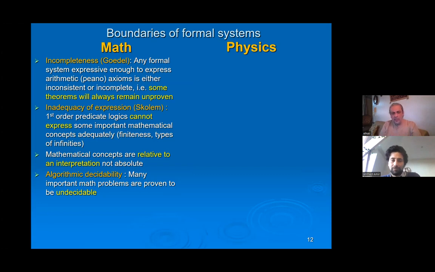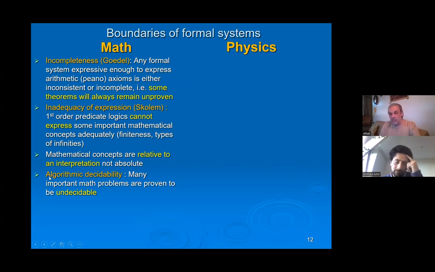Another blow came. All this shows that mathematical concepts are actually relative to an interpretation, not absolute, which is a very big blow to the idea that they represent some reality. So actually, they don't. If you are still hanging around with the concept of absolute truth or a reality which I can attain somehow, then you misunderstood these boundary results. So mathematical concepts are relative to an interpretation, not absolute.